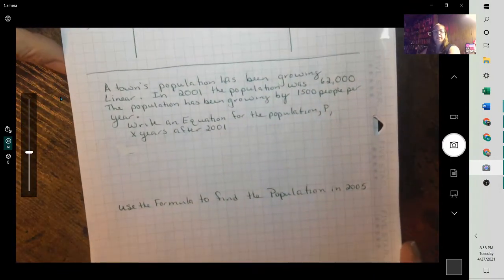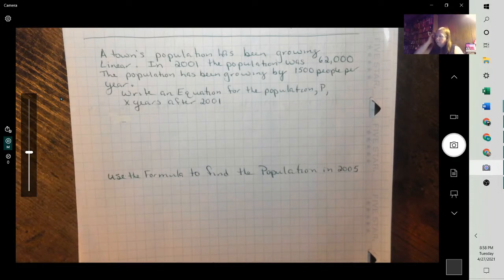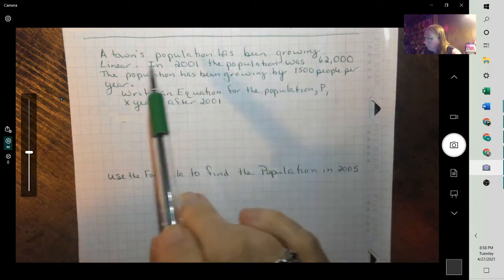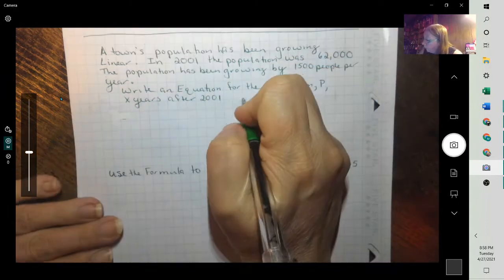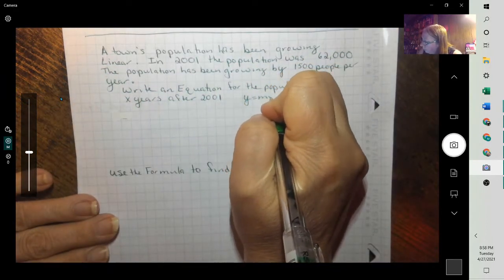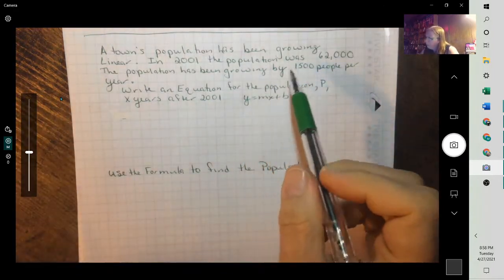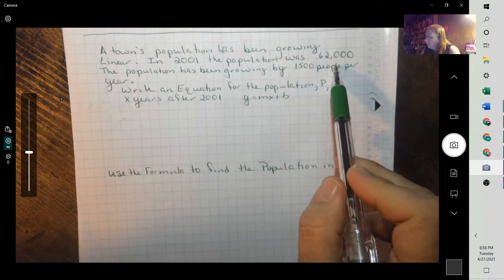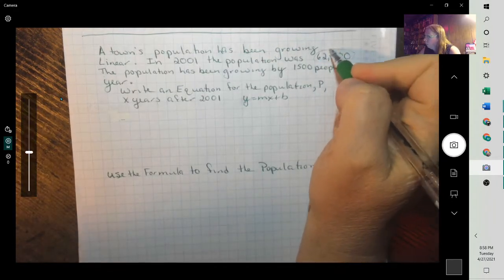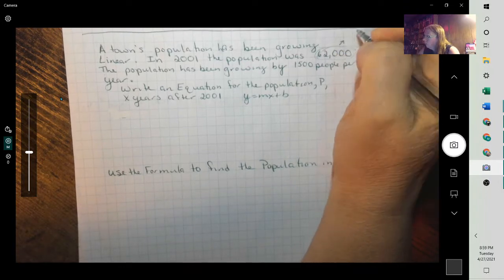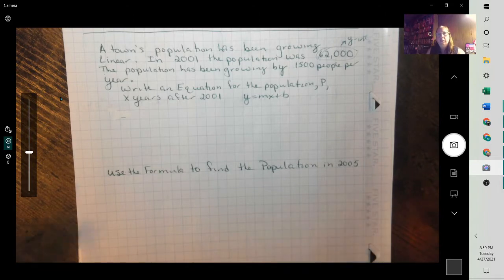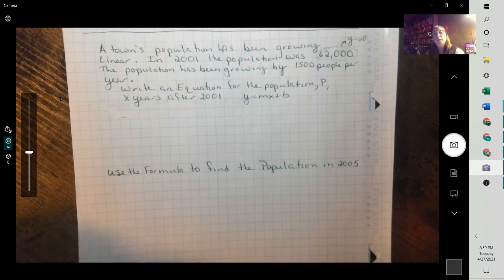The other part in this section is story problems. This one says a town's population has been growing linearly. Linear tells you y equals mx plus b. In 2001, the population was 62,000. That's a starting amount. A starting amount is the y-intercept. Starting amount, fixed cost, all of those are your B value.